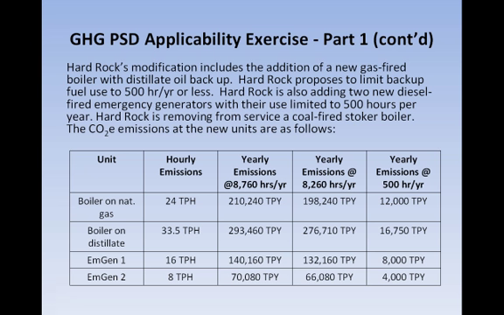All right, Hard Rock's modification has 3 components. They will add a new gas-fired boiler with distillate oil backup. Hard Rock proposes to limit the backup fuel use to 500 hours per year. Hard Rock will also be adding 2 new diesel-fired emergency generators, both of which will have their use limited to 500 hours per year. And Hard Rock is removing from service an old coal-fired stoker boiler.